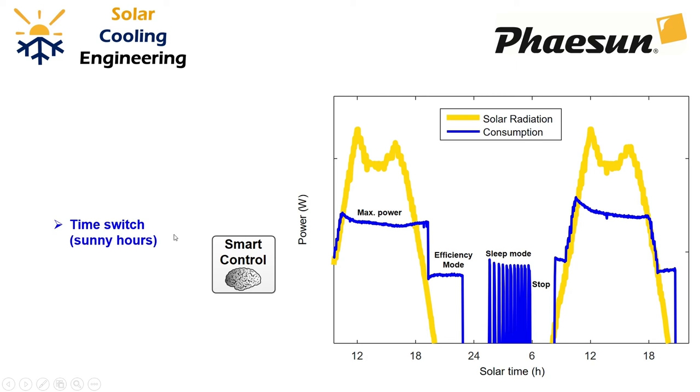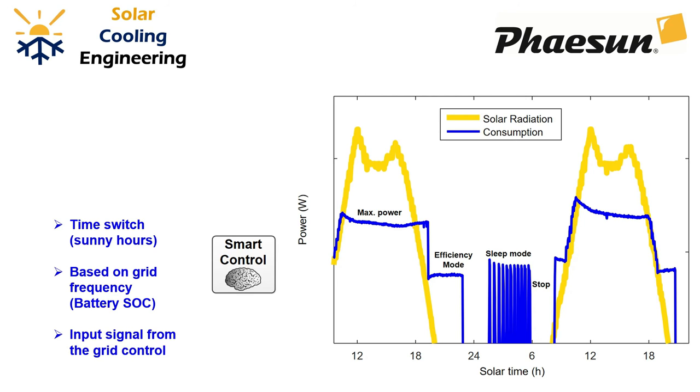We can use a time switch to command the ice storage only during sunny hours. In a more advanced way, we can use the frequency of the grid. If you are using inverters that command the grid frequency to be high when the batteries are fully charged and low when the batteries have a low SOC, then you can command the ice storage in dependence on the grid frequency. You always have also the option to have an input signal from the grid control to command the ice storage. This way you can always keep control of your battery state of charge.